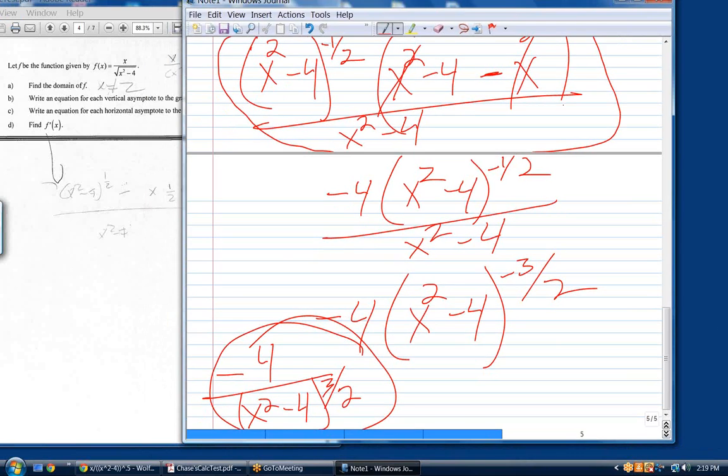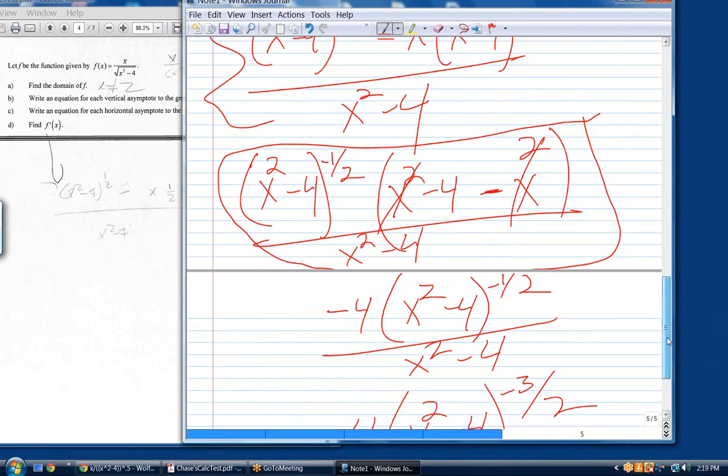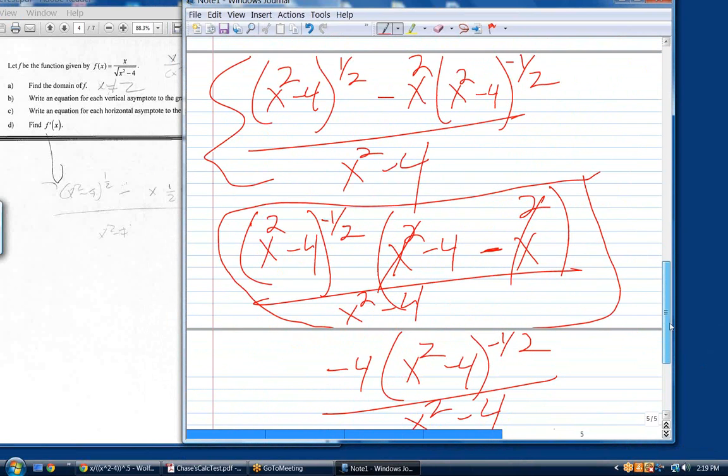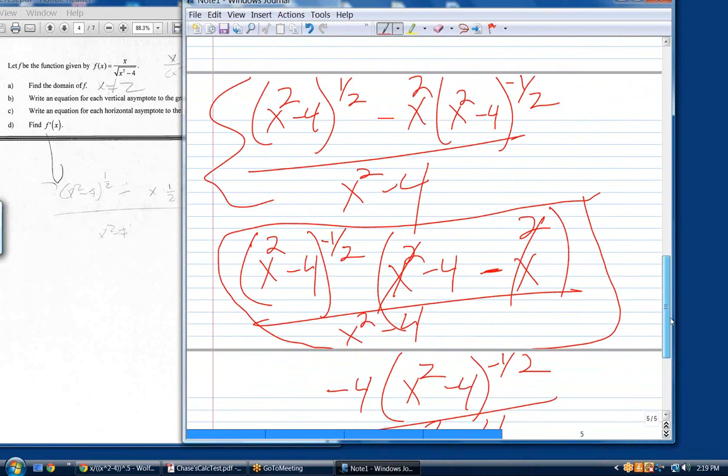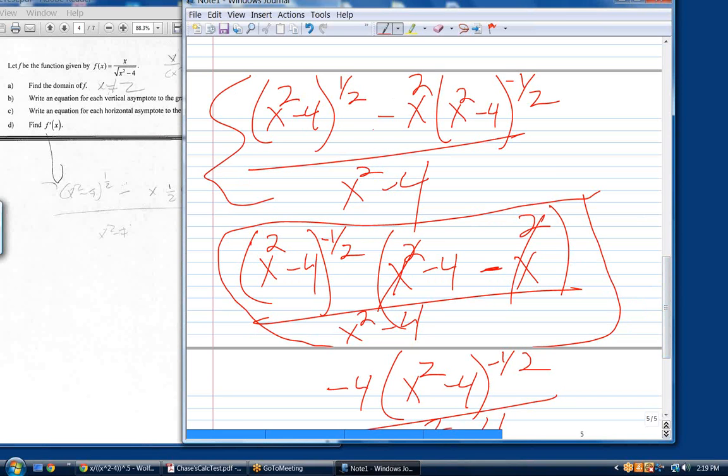And that's always the algebra that's involved when you're taking quotient rules, is you are always going to have something in the numerator in two spots that looks just like your denominator. So we're always going to be able to factor a piece of this out and cancel it with that.